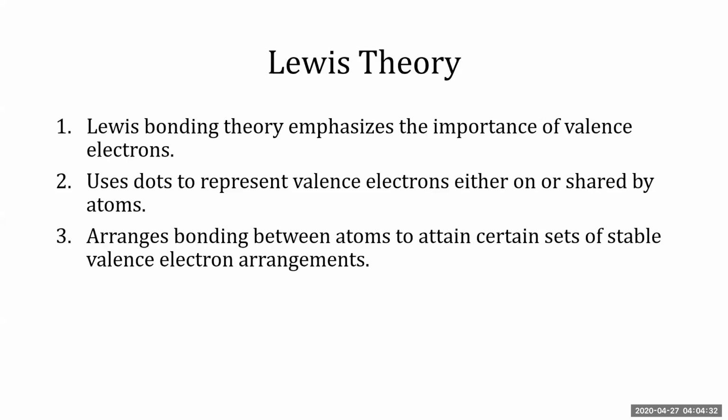Lewis theory has 3 statements. 1. Lewis bonding theory emphasizes the importance of valence electrons. 2. Uses dots to represent valence electrons either on or shared by atoms. 3. Arranges bonding between atoms to attain certain sets of stable valence electron arrangements.